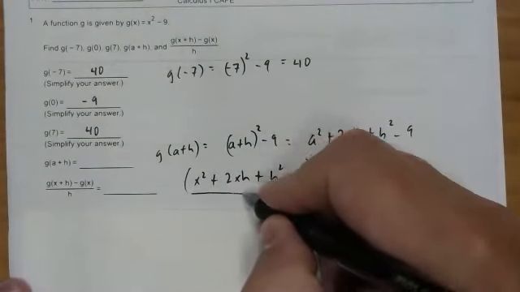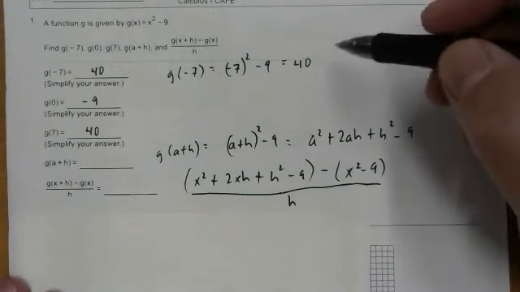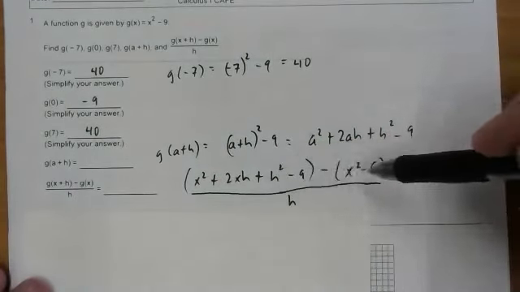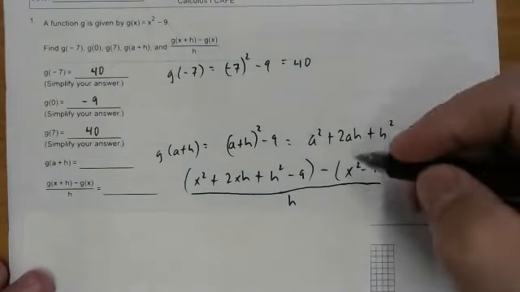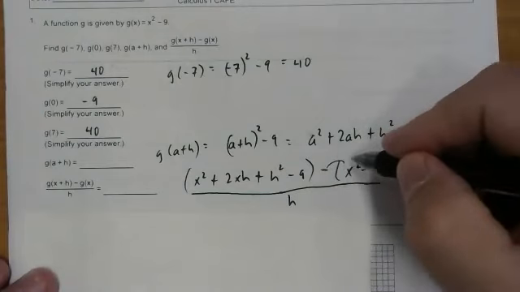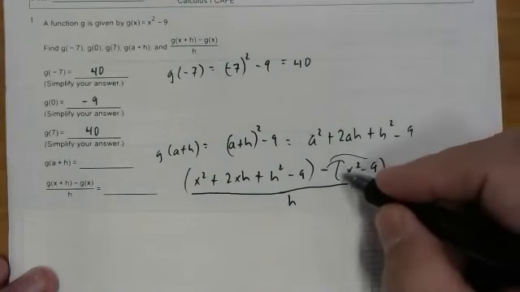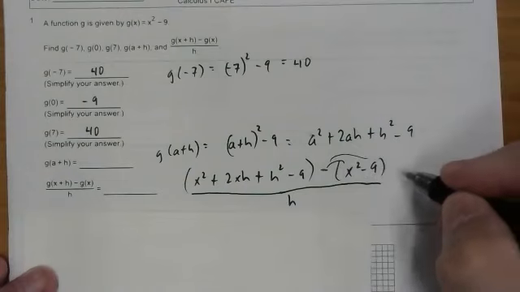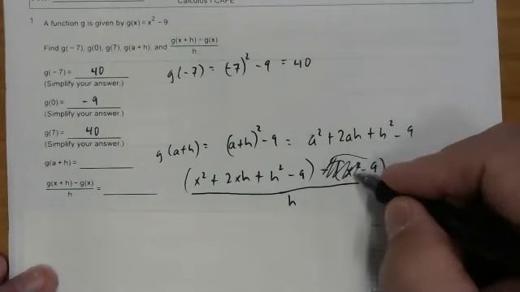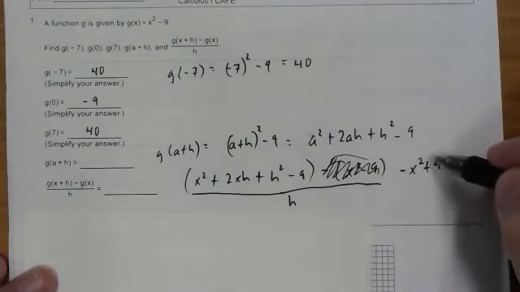And then the whole thing, all of that is over h. So now we have some simplifying to do. And normally if you do this difference quotient correctly, some stuff is going to cancel out. First thing I want you to realize is when you subtract this whole parenthesis, this minus sign gets applied to both things in here. So in effect, I'm going to get rid of these parentheses. And when I do, I'm going to end up with minus x squared plus 9. So it's almost like it's this parenthesis minus x squared plus 9, right?